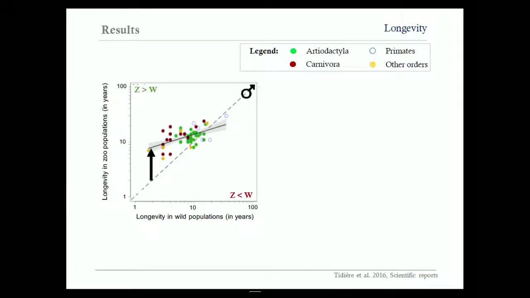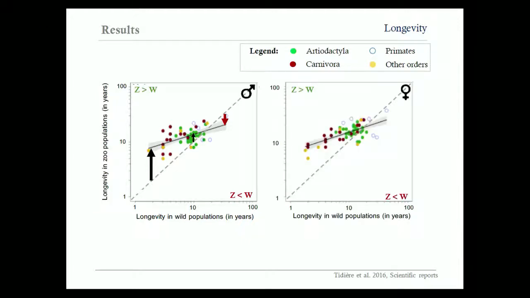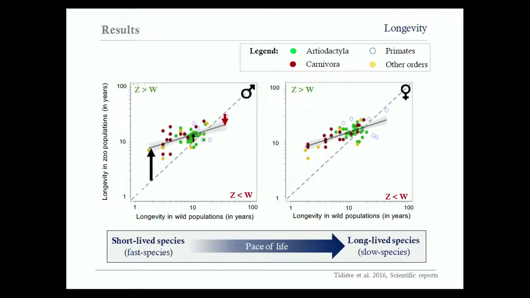There is a high benefit for short-lived species. The benefit is less important for species living 10 years in the wild. And for species living more than 20 years in the wild, most of primates, we have a negative effect of captivity on their longevity. The same result is observed for females, and it seems that the species pace of life determines the potential benefits to live in captivity for mammals, with short-lived species benefiting more from captive conditions than long-lived species.